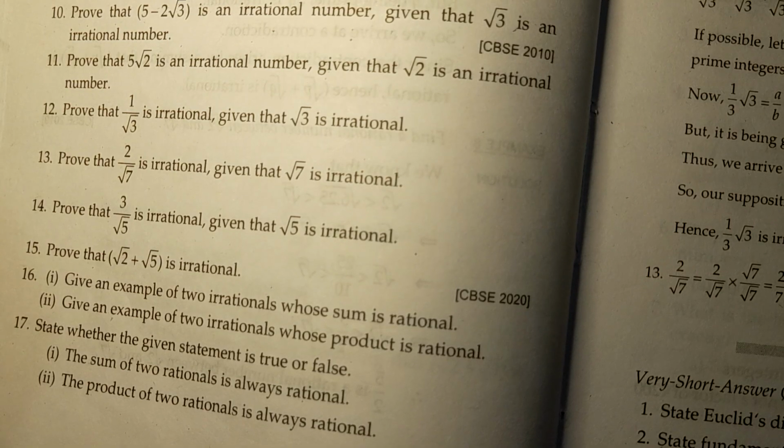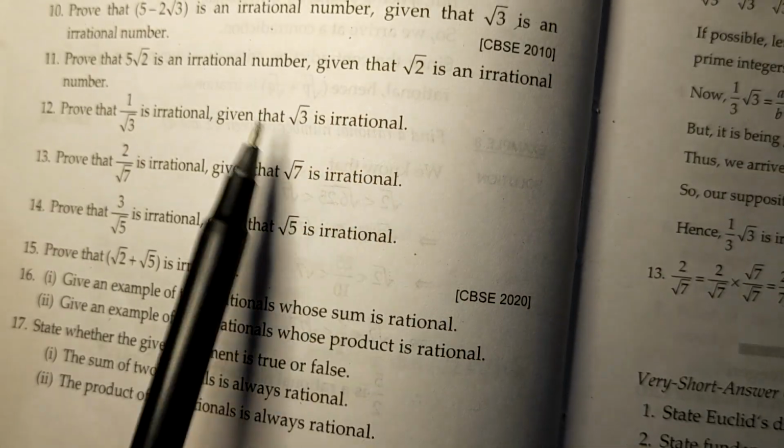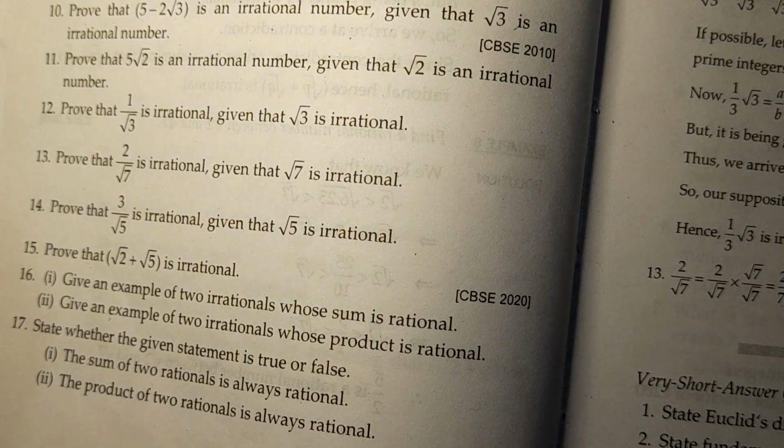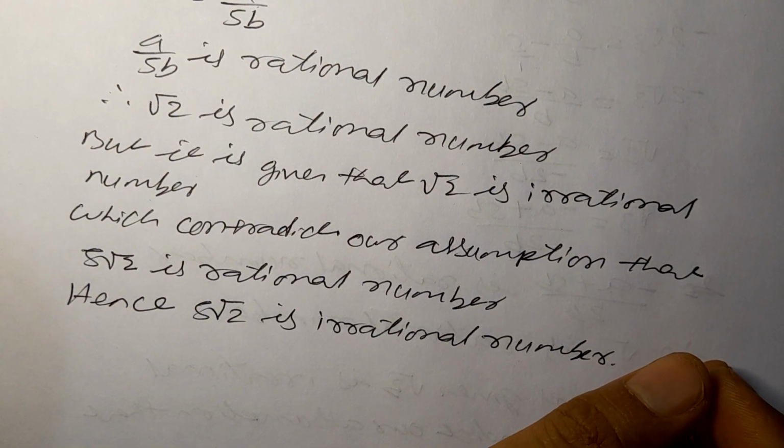Now question number 12. Prove that 1 by root 3 is irrational. Given that root 3 is irrational, you have to prove that 1 by root 3 is irrational.